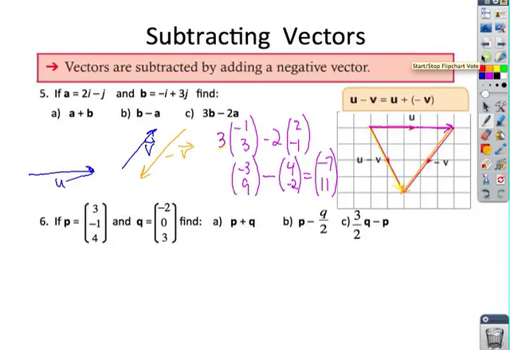Just note that here in B, P minus Q over 2 is the same as P minus half Q. So all you're doing is you're multiplying the vector Q by a half, the scalar quantity of 1/2.